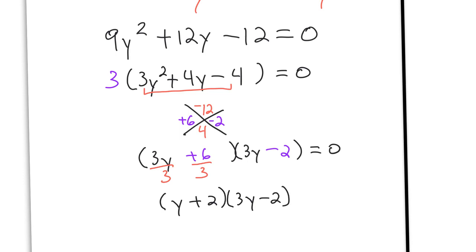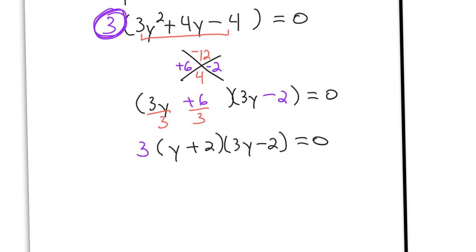You guys cannot reduce that binomial. You guys cannot divide. And remember that 3 that we factored out, well, we're just going to bring it down. Now we're ready to solve. This is factoring. Let's use the zero product property to solve for the variable. So I'm going to take the 3 equal to 0. I'm going to take the y plus 2 equal to 0. And the 3y minus 2 equal to 0.